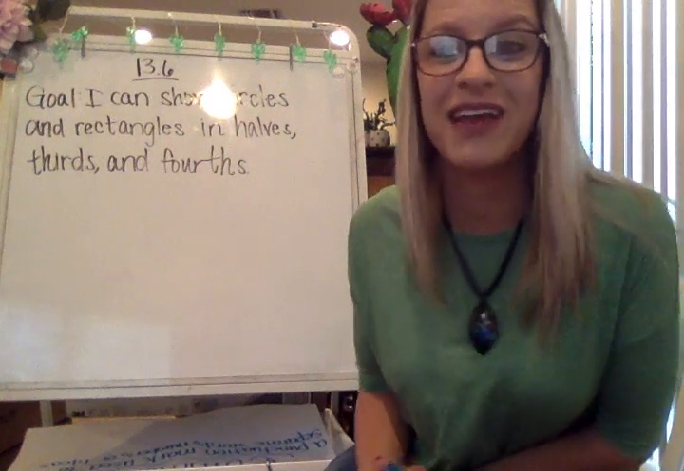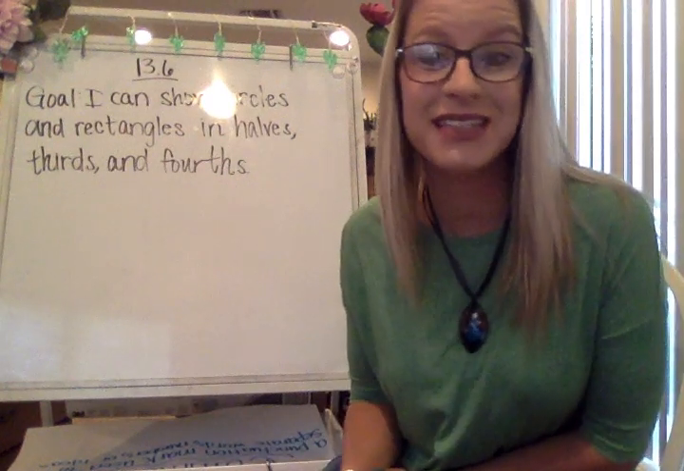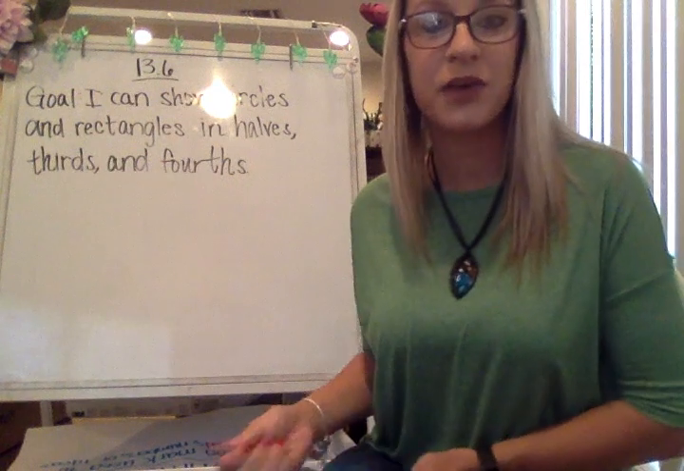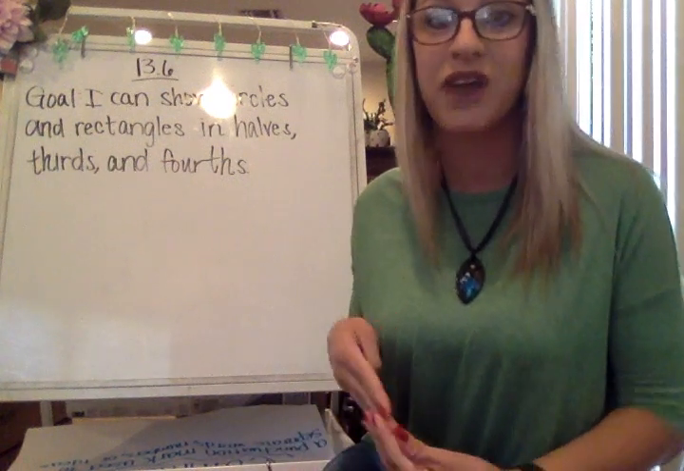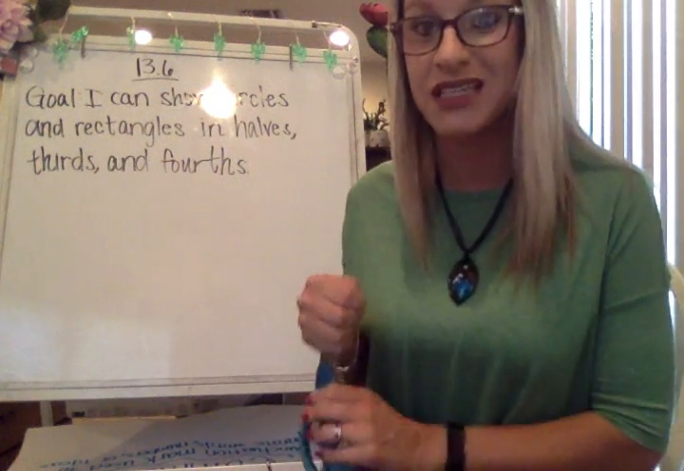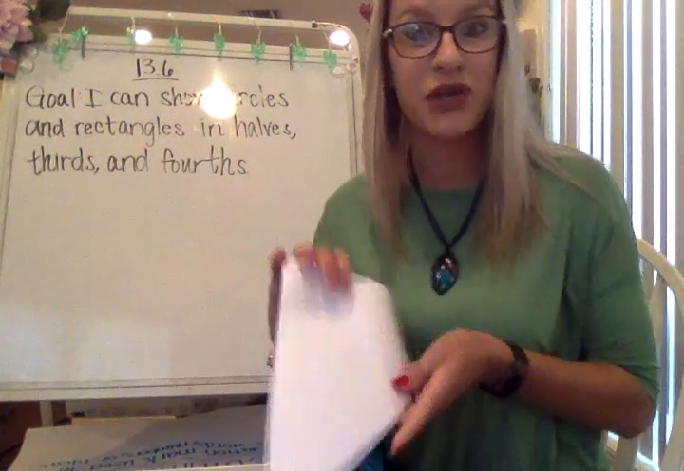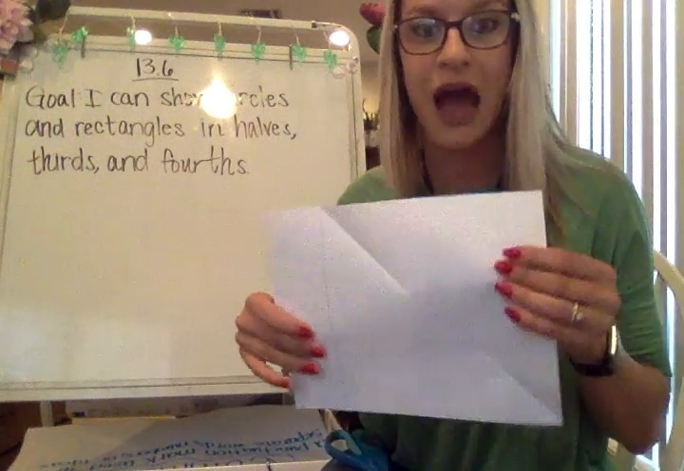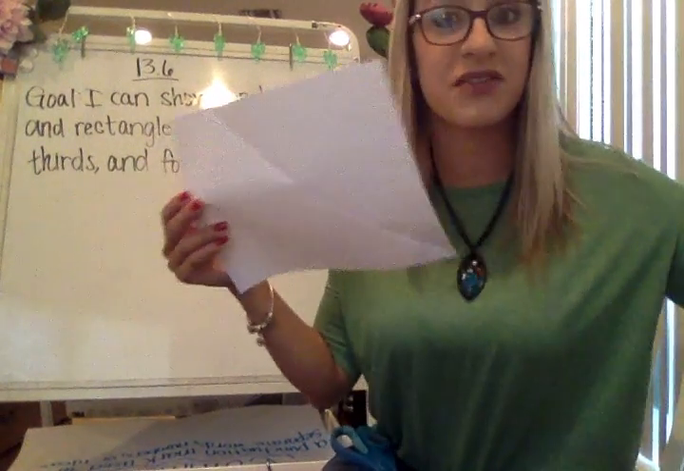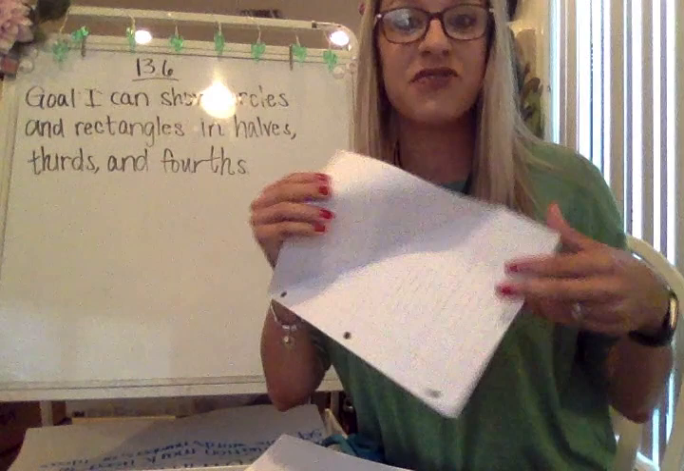Today we're working on lesson 13.6. You're going to be practicing with circles and squares and rectangles and partitioning them into equal pieces. I have some scissors with me because I was going to show you how to make your own square shape at home. You can use a piece of computer paper or even a piece of notebook paper.